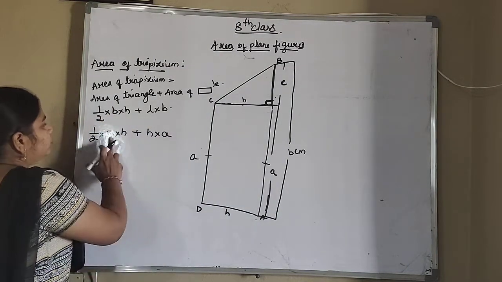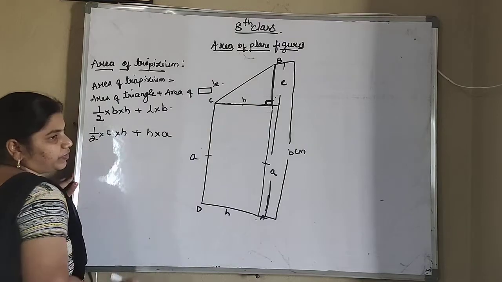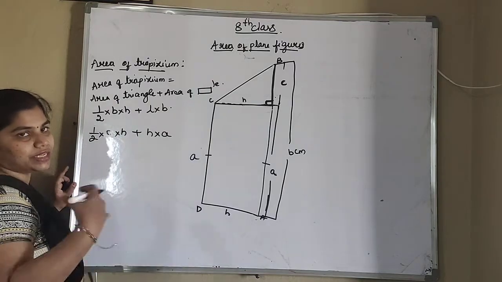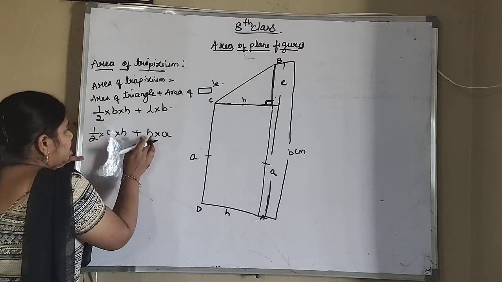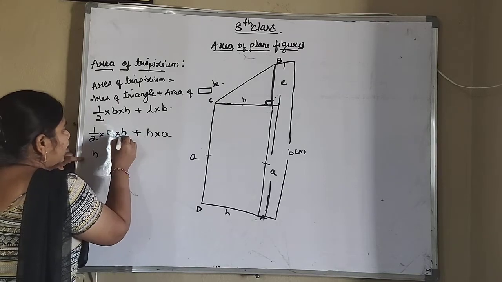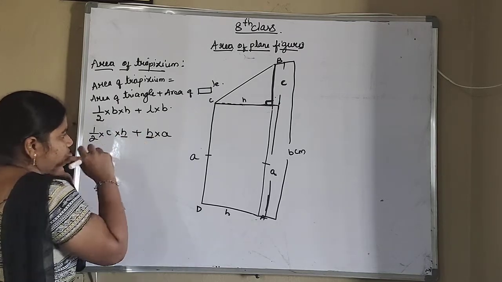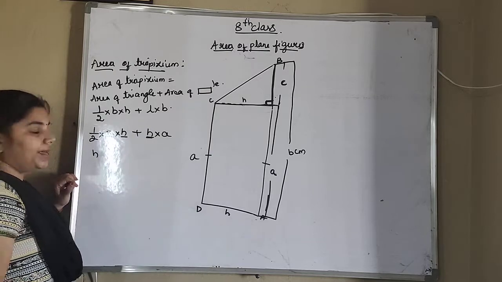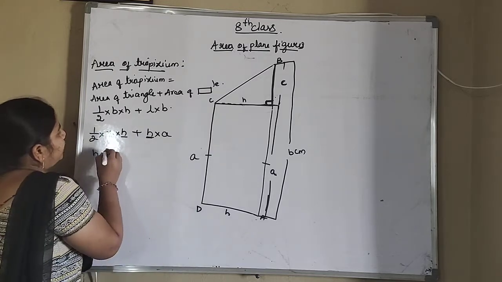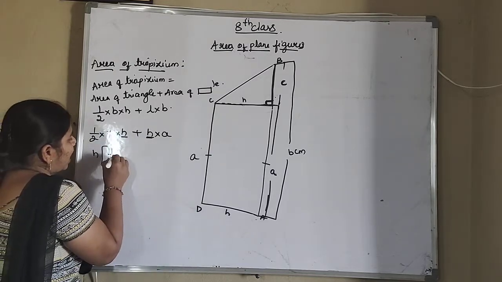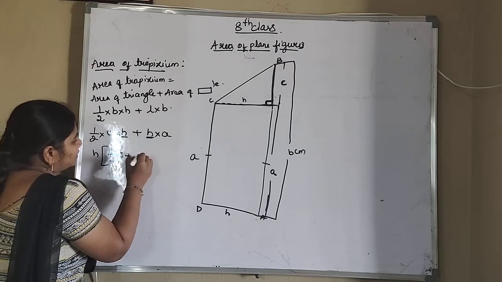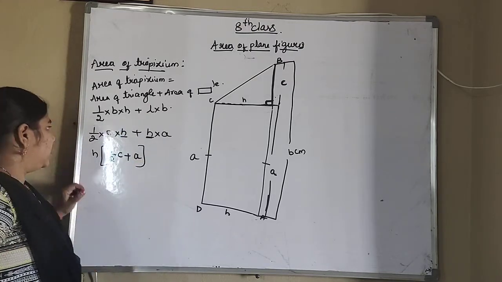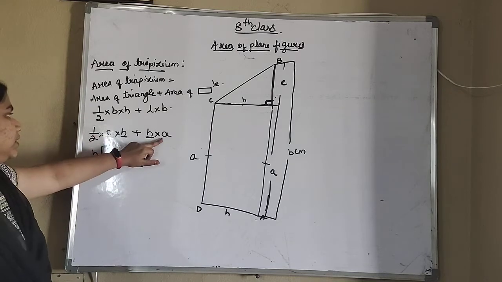Now in these two terms, what is the common term you are seeing? We have to take it as common. h is the common value; here also you are seeing h, and here also you are seeing h. So I am taking h as common and the remaining terms you write in brackets, that is half C plus A. In this, half C is remaining, and in this, A is remaining.